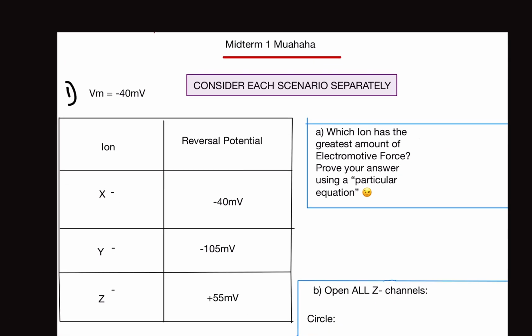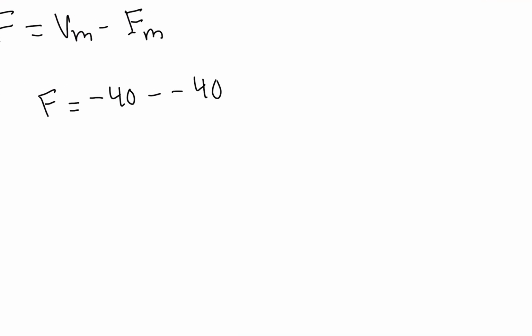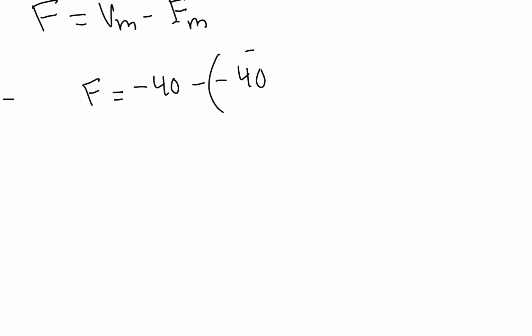Okay, so, rotate the page. What's the equation we're talking about here? I did not mean to do that. Okay. Chill out, iPad. Okay. So we're talking about the force equation. Force equals resting membrane potential minus reversal potential for that ion. Okay. Let's do ion X. Force equals resting membrane potential, which is negative 40, right? Negative 40 minus 40, which is the reversal potential for X. This equals 0.